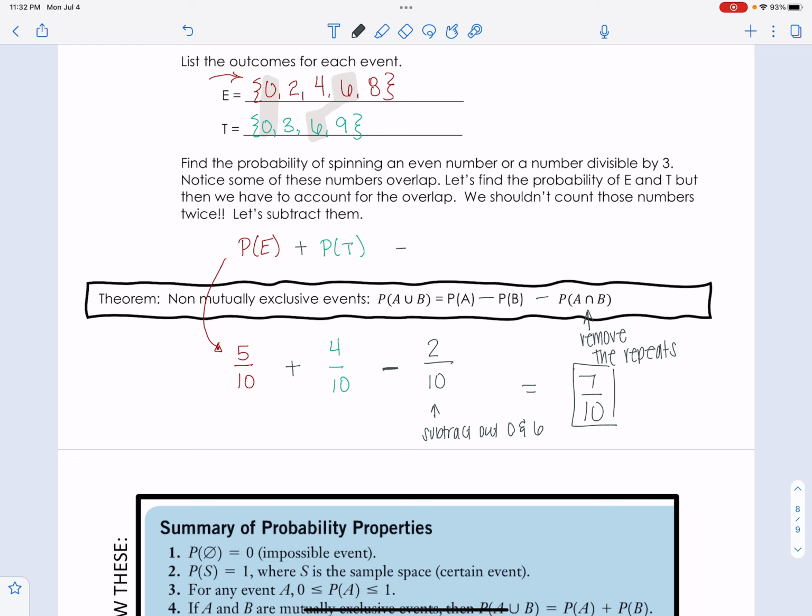And so that occurs, I have to subtract out the repeats when I've got this overlap of sorts. If I don't have an overlap, if the events are mutually exclusive, like rolling a die, spinning a spinner, then you don't have to subtract out the overlaps because you would just be subtracting 0.